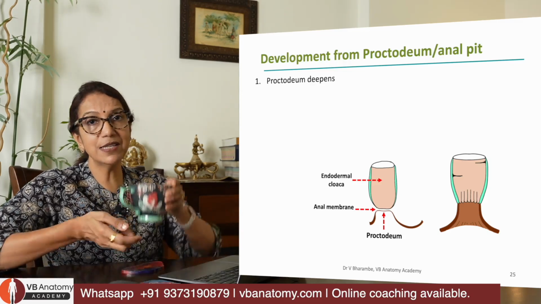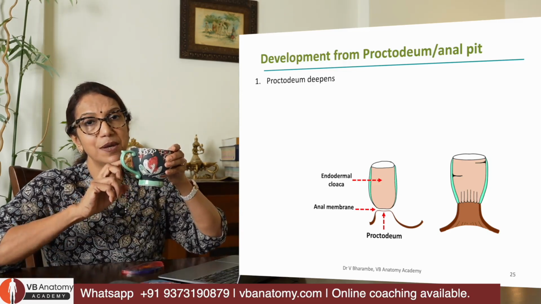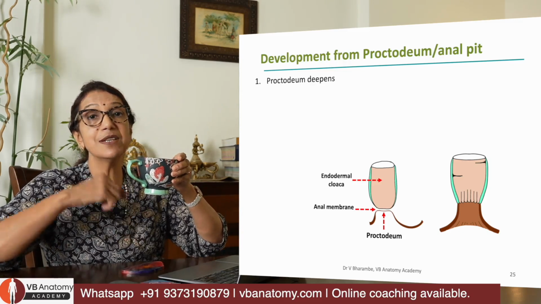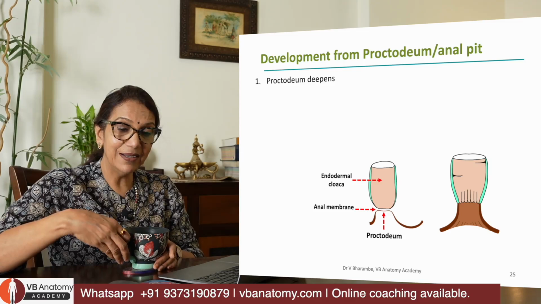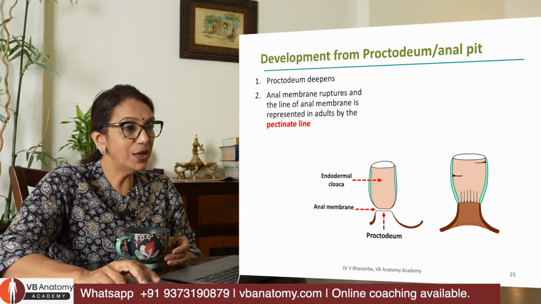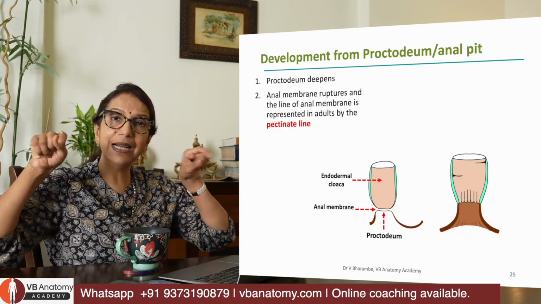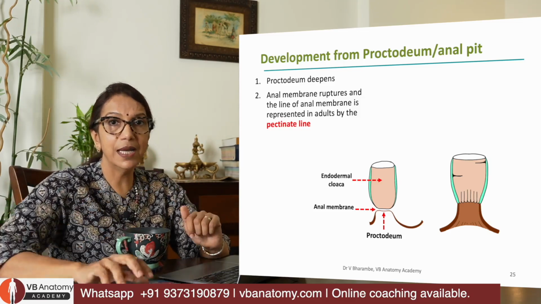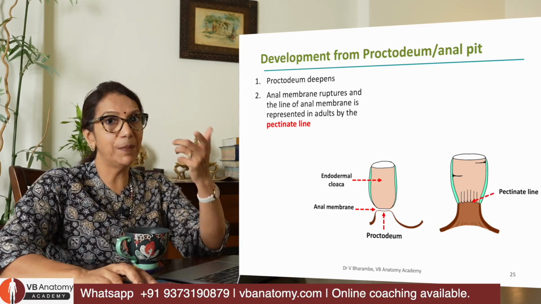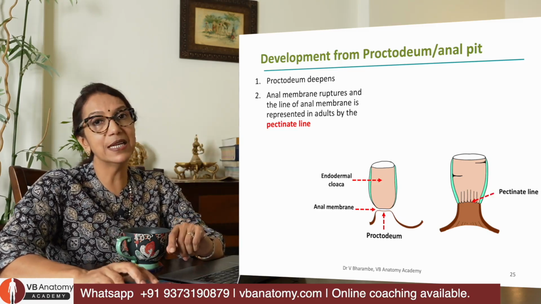In this case, if this anal membrane ruptures, all the coffee in my cup would drip down, okay? Which is what begins to happen now. So, the anal membrane ruptures. What it leaves behind is a crenated line completely surrounding the upper end of the anal canal, or middle part of the anal canal, called the pectinate line.